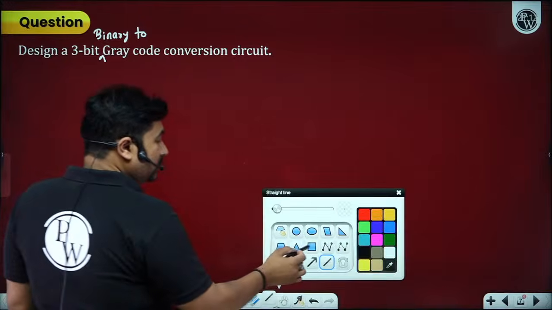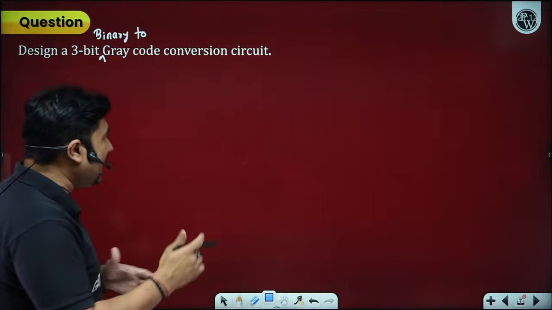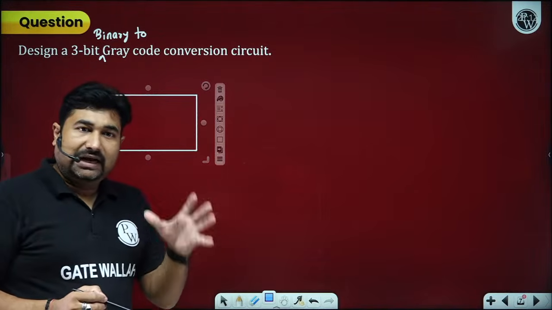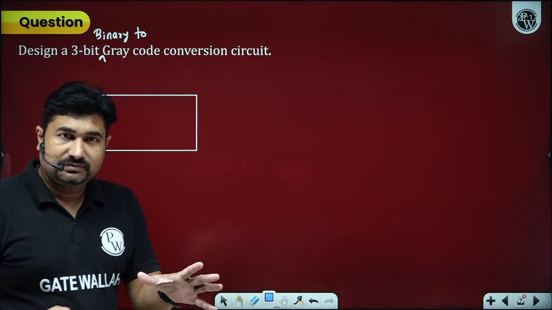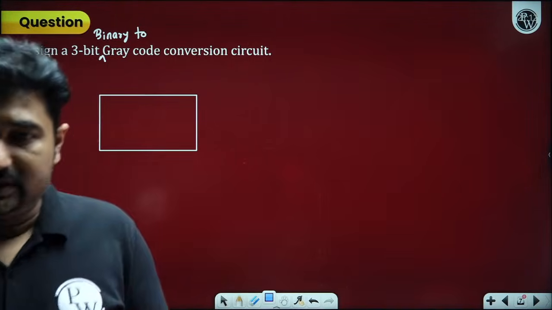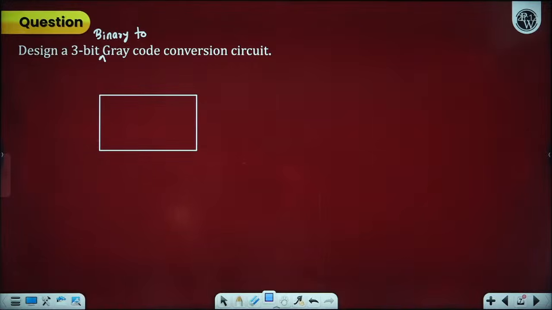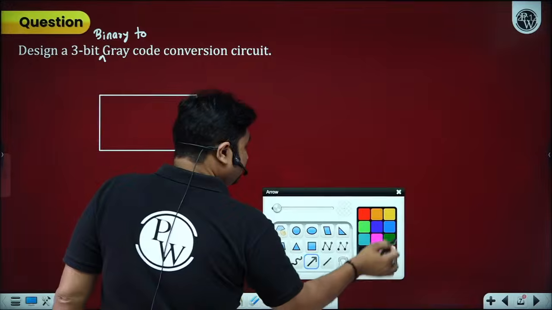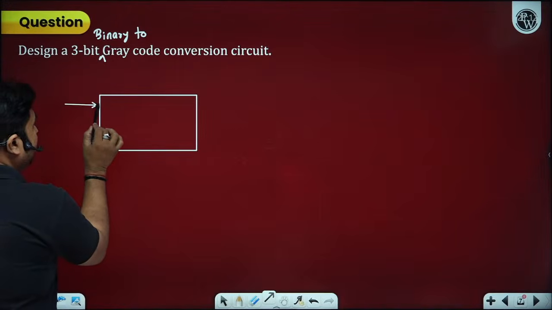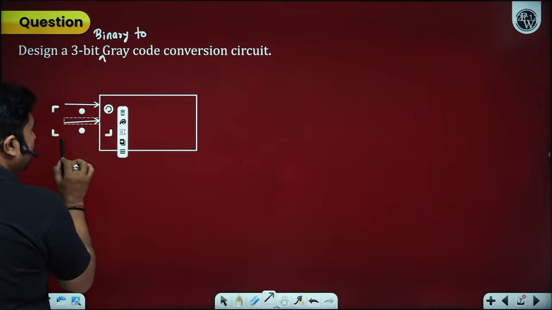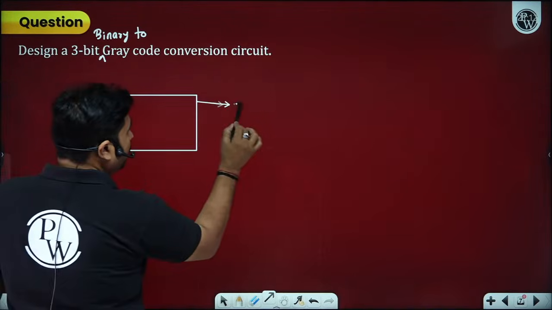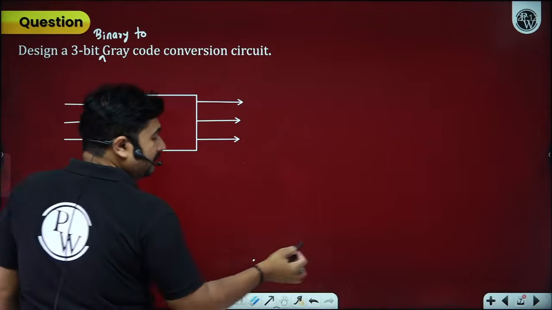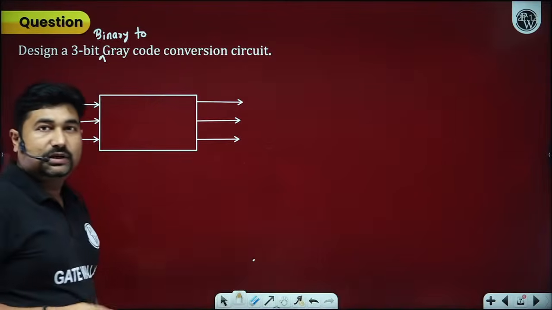So first of all, we need to understand the inputs and outputs. For that, I am using one block. Hoping the white line is visible to you. Now please observe here. We have a 3-bit binary code, and a 3-bit output gray code. We want to give a 3-bit binary input and we want to get a 3-bit gray code output.